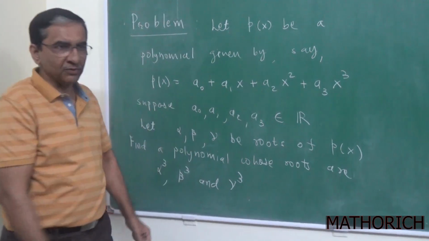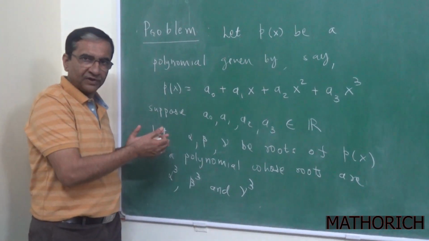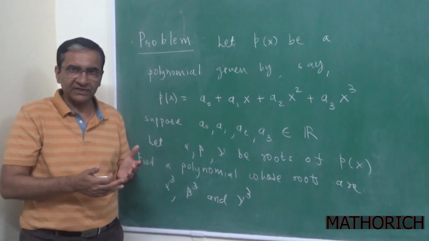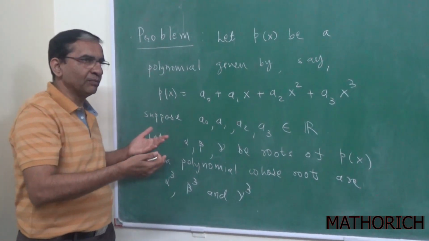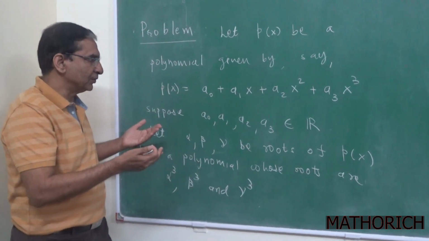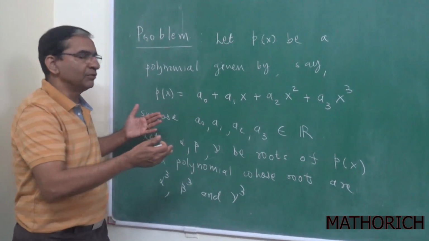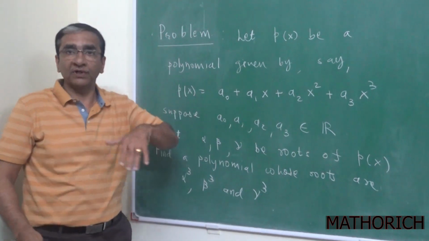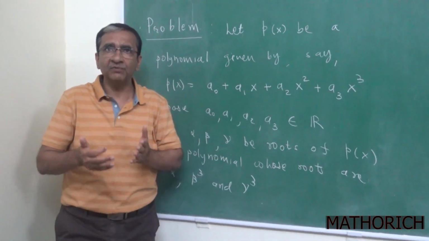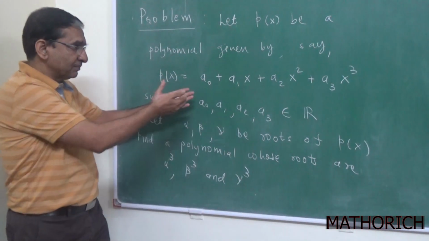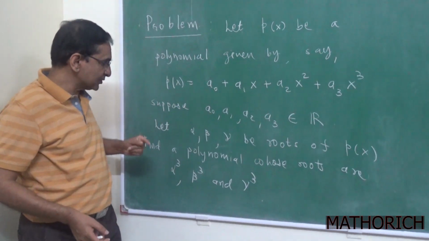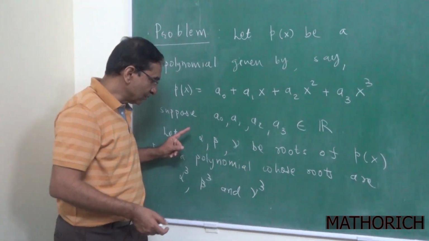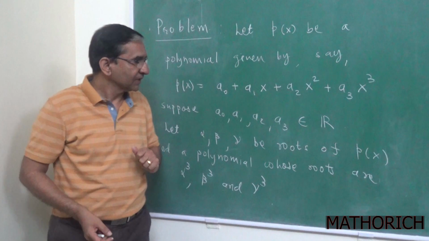So this typically sounds like a problem in theory of equations. There are various problems of this type in theory of equations. That is, find a polynomial whose roots are squares of the roots of the given polynomial, or whose roots are alpha plus beta plus gamma, or reciprocals of the roots. So many problems you can pose of this particular type. Here we are asked to find a polynomial whose roots are cubes of the roots of the given polynomial.